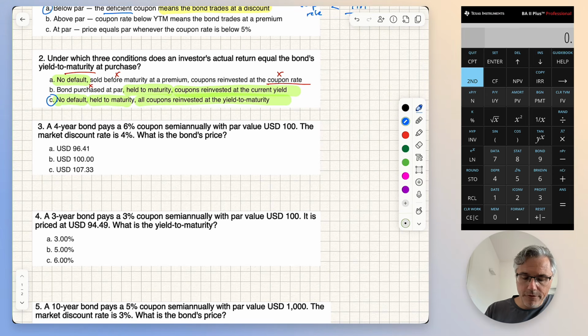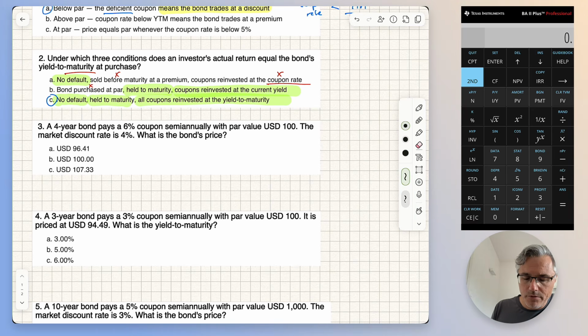Number 3, a 4-year bond pays a 6% coupon semi-annually with par value equal to $100. Market discount rate is 4%. What is the bond's price? Now, this will strike you as an evidently numerical question, but resist the temptation to solve it using your calculator. I mean, I will do it on the calculator, but you don't have to use your calculator.